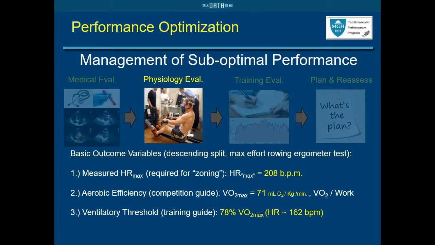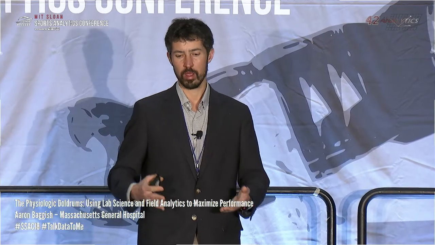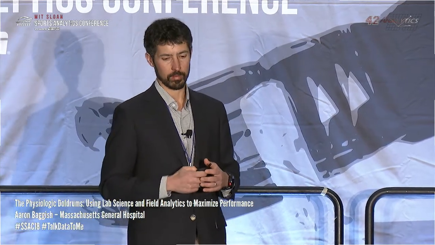He had a peak VO2 of 71 mils per kilogram, which squarely places him in the elite level. This is the exact type of VO2 we would expect to see in a US national team caliber rower. And he had a ventilatory threshold that occurred at 78% of VO2 max at a heart rate of about 162. So this was our starting point for this young man. Again, he comes to us asking, how can I get better? And this is how we define him on day 1.